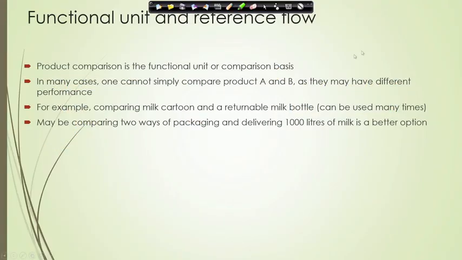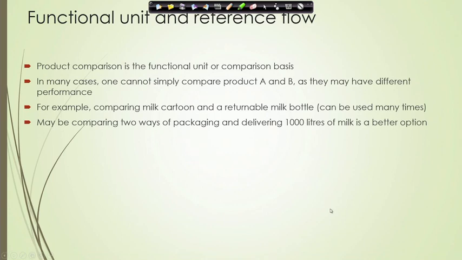In terms of the bulb, we can say x units of light from either this bulb or the other bulb, and that will be a fair comparison rather than taking one incandescent versus one CFL, because that will not be a proper comparison. So, product comparison needs a functional unit or comparison basis.